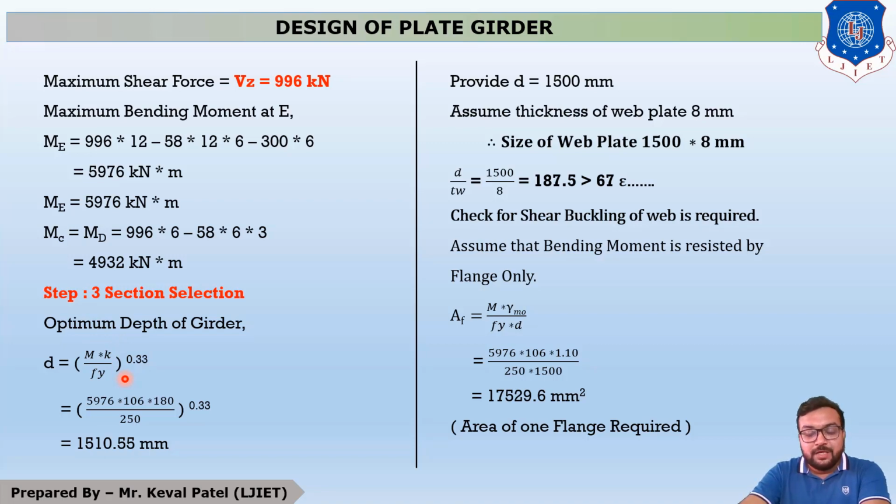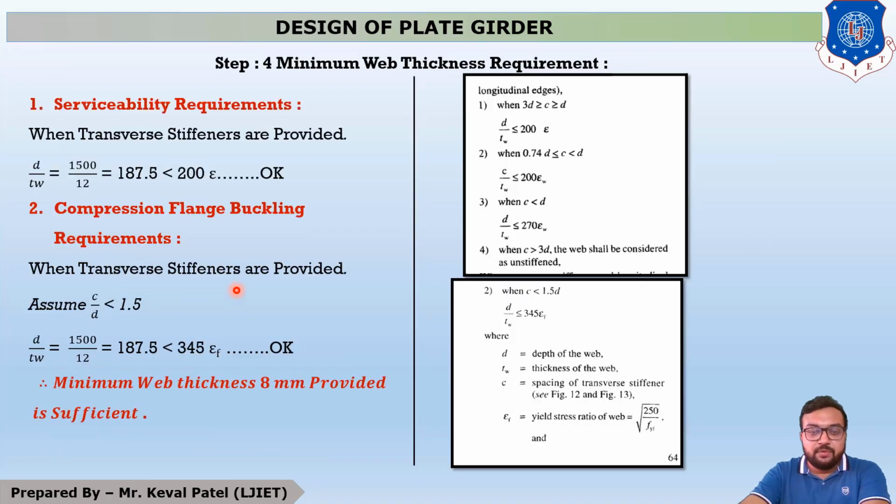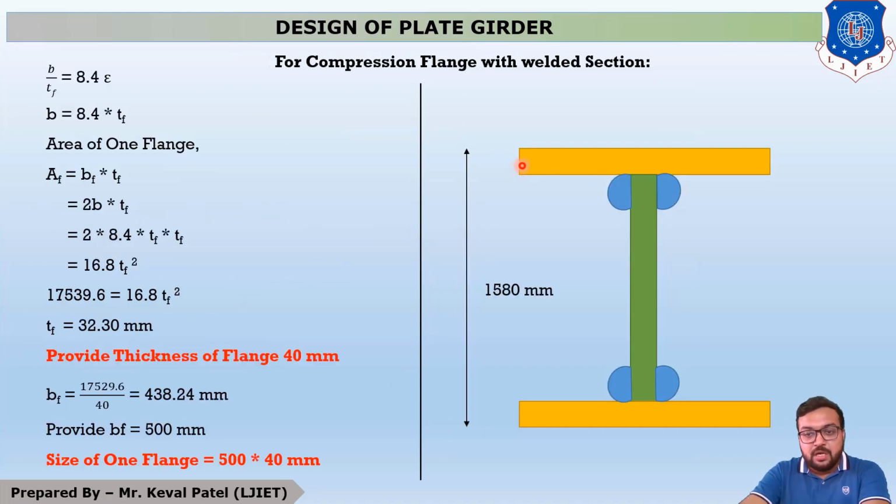Okay, so in the last lecture we covered up to step number 4. Okay, in which you can see that this is a revision, and in the last lecture our size of plate girder is, this is our flange portion, the orange color is our flange portion.